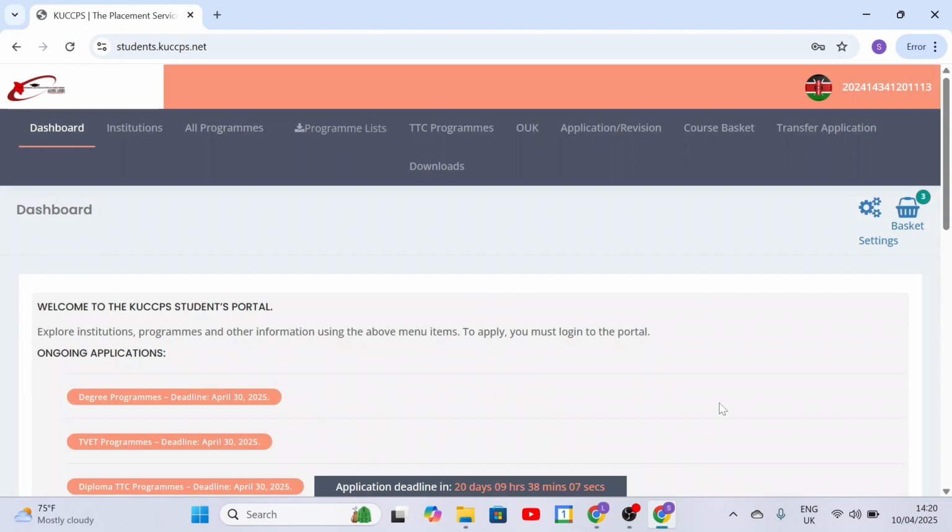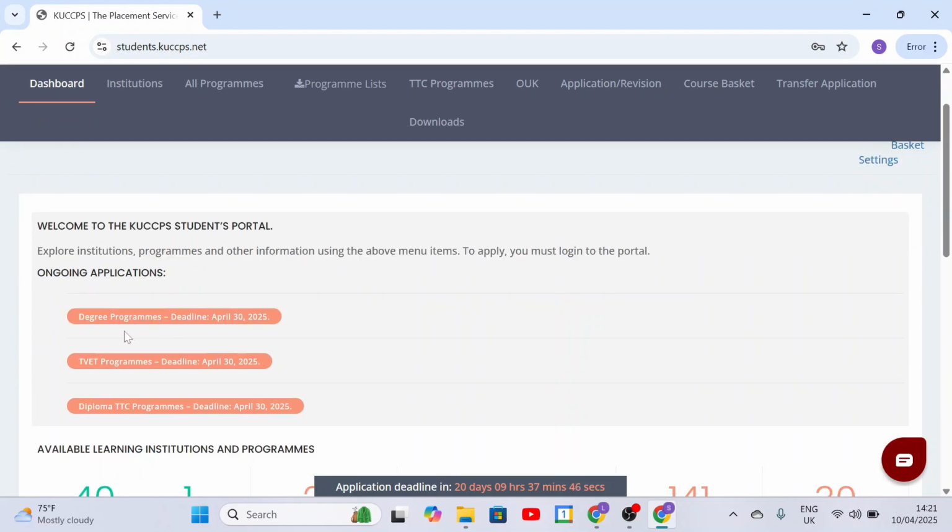This is the first thing that you see, and this is what we call the dashboard. This is where you will now have everything. Let's first of all familiarize ourselves with what we shall see on this first page. The first thing is, of course, a welcoming note to the KUCCPS Students Portal, and then you can do a lot of things here.